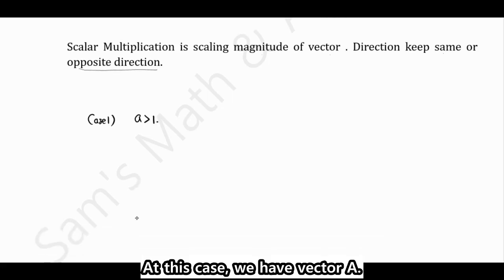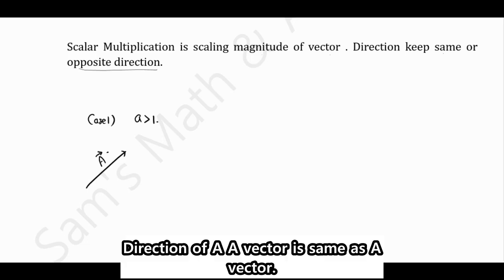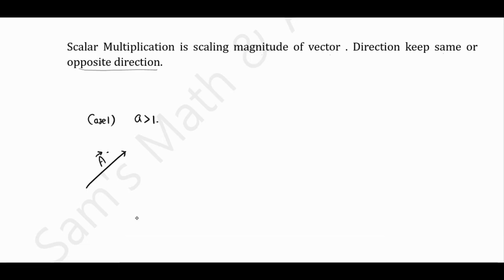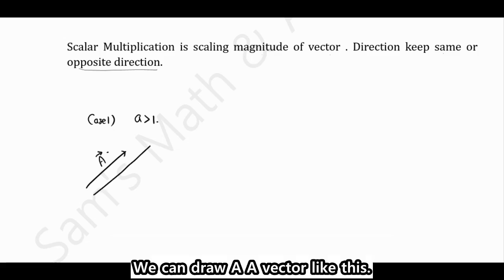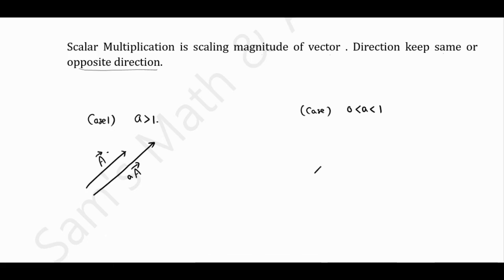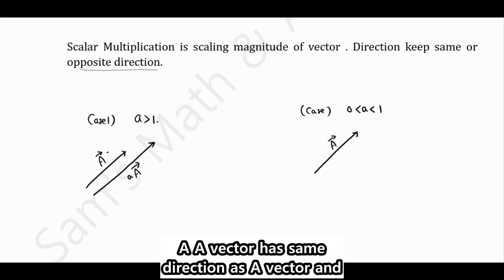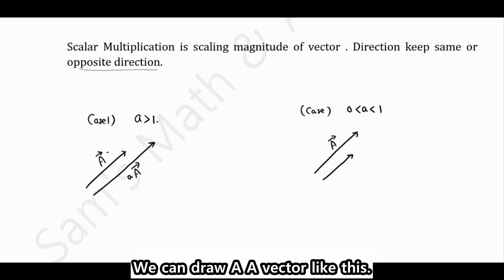In this case, we have vector A. The direction of aA vector is the same as A vector. The magnitude of aA vector is greater than A vector. We can draw aA vector like this. Second case is scalar a is between 0 and 1. We have A vector. aA vector has the same direction as A vector and the magnitude of aA vector is less than A vector. We can draw aA vector like this.